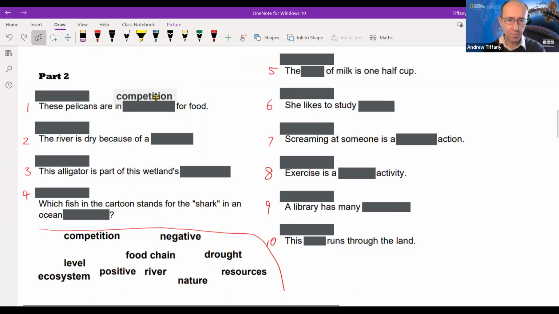Sorry, do that again, competition. Number 10 is river, you think? Okay, so let's move river over there. Number 2 is drought, you think? Okay, so let's put drought there. I'll stick it aside. What other ones, right?